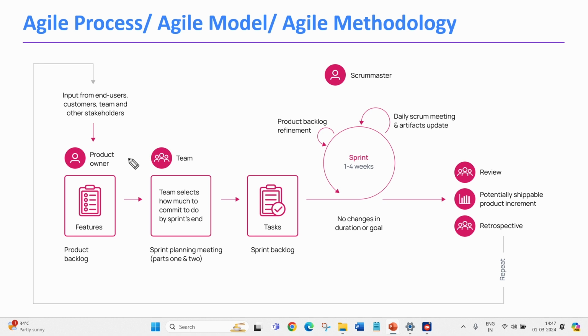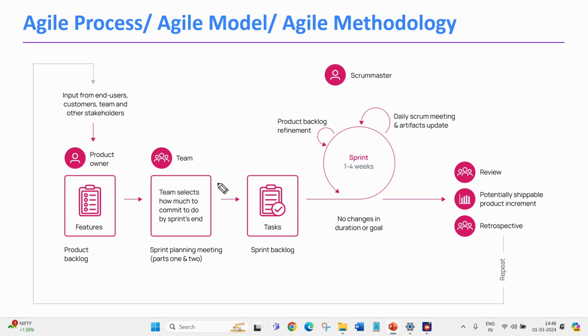So product owner is responsible for managing the product backlog items. So product backlog is a list of features or the requirements and it is the prioritized list. Product owner is responsible for managing all the product backlog items. So what does a product backlog item contain? It contains the list of features or the requirements and it is prioritized. So product owner manages the priority of all the features.